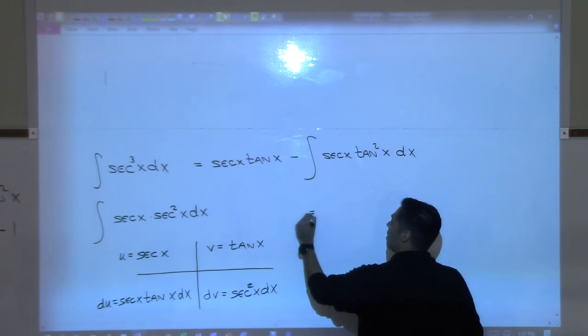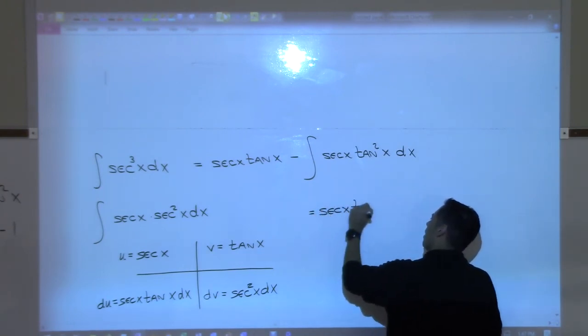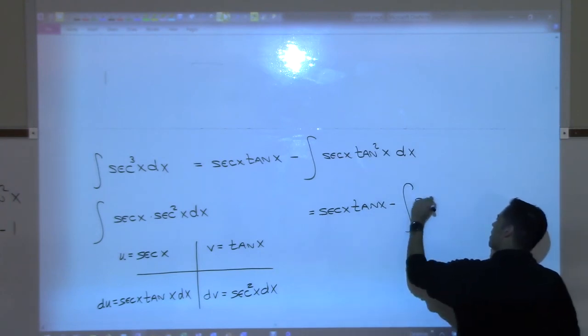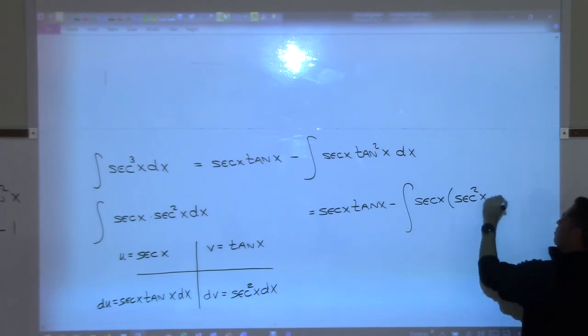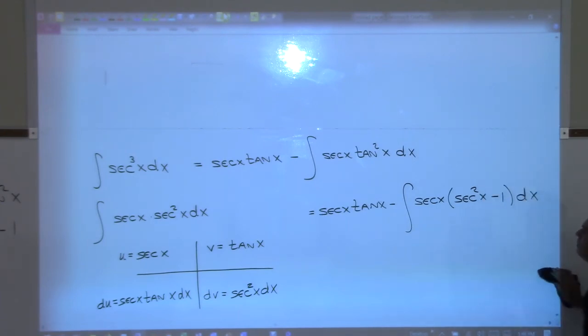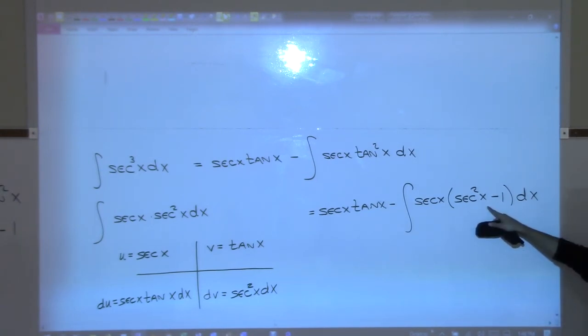So rewriting this becomes secant x tangent x minus integral secant x, and then now secant squared x minus 1 dx. Okay. This was your idea, so yes? Don't you square the secant squared x minus 1? What do you mean square it? Oh, never mind. No, I'm sorry, it went straight over. No, you're good. That's what you wanted? All right, you're going to have to lead us down this path then.